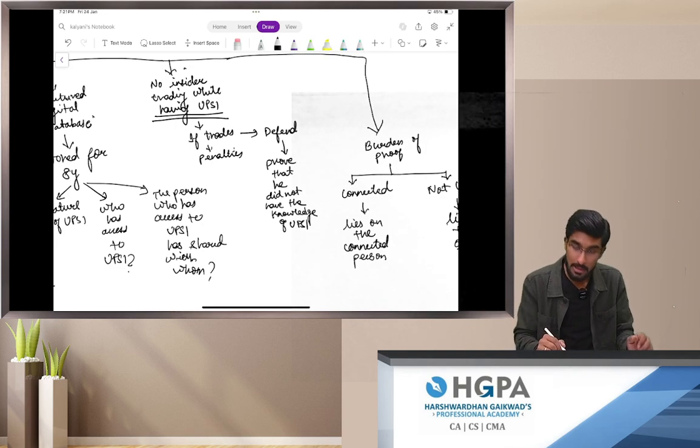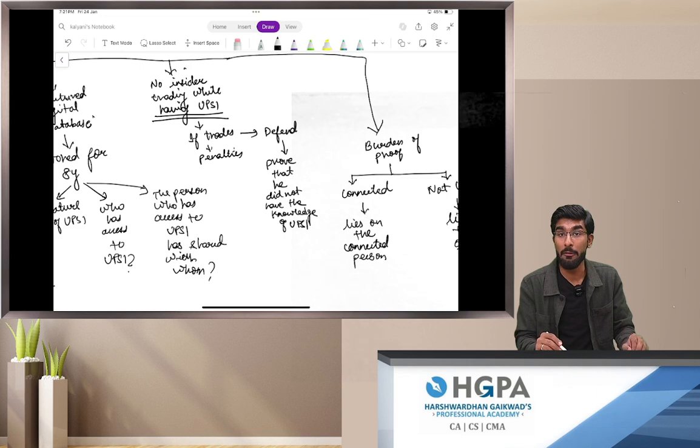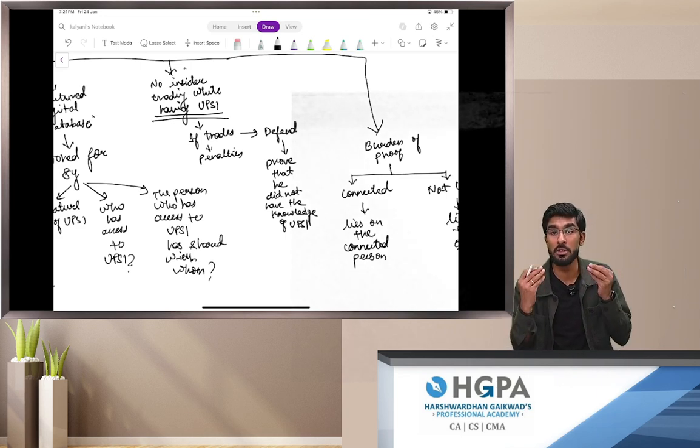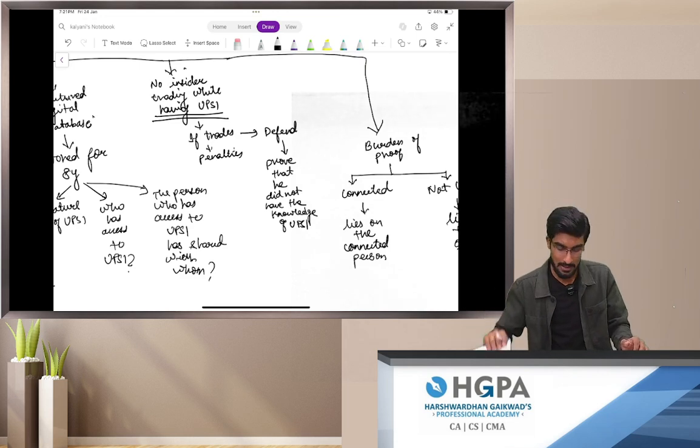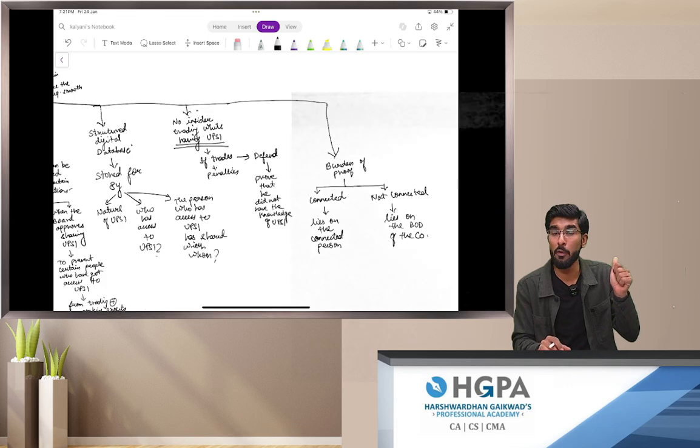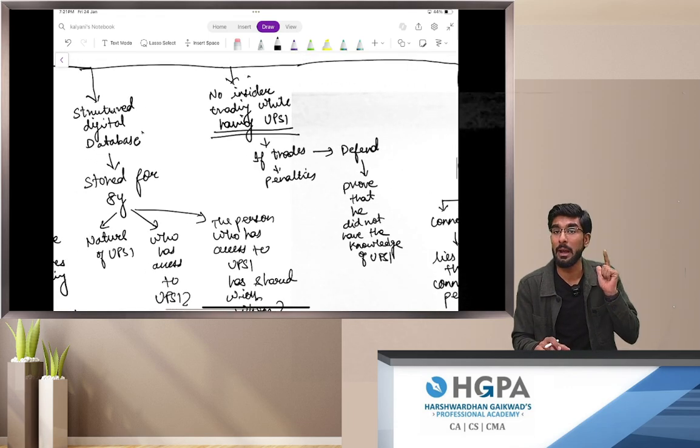Okay. Next was no insider trading while having UPSI. If he trades, then he will face penalties. If he wants to defend himself, he should prove that he did not have the knowledge of the UPSI. Okay. Number one, burden of proof. Number two, no insider trading while having UPSI.